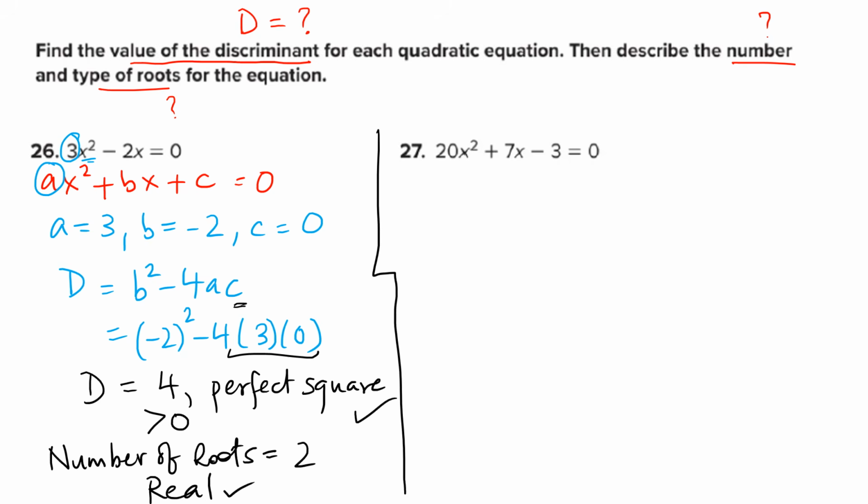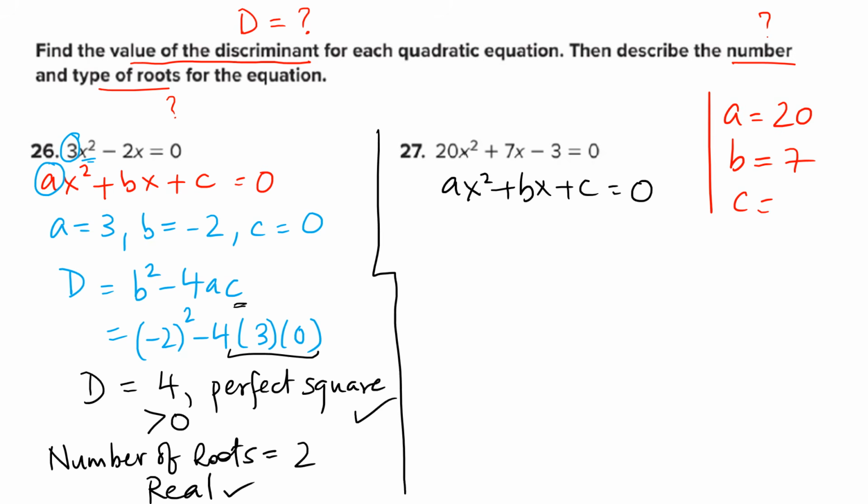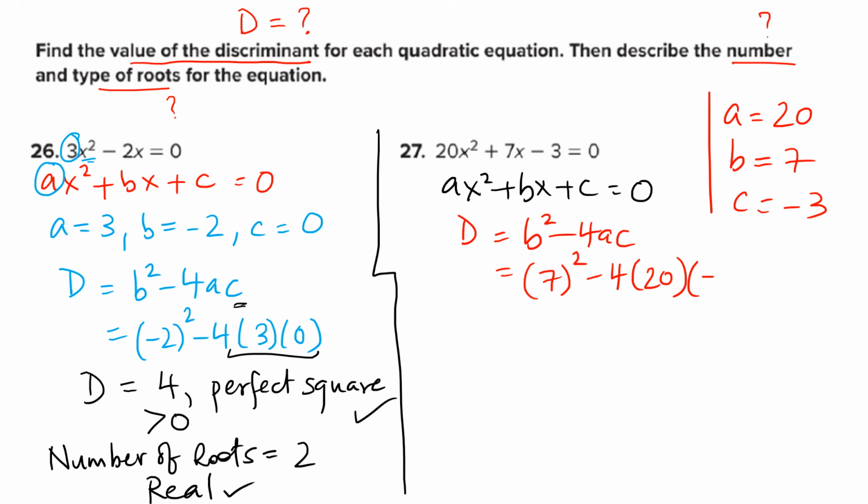Now let's solve this one. Ax square plus bx plus c equal to 0. Let's write the values of a, b, c. A is 20, B is 7, and C is minus 3. Plug in the values in the discriminant. 7 square minus 4 times A which is 20, times C which is minus 3. So this will be a big number. You can use your calculator to solve. 7 square is 49. Negative, negative becomes positive. So this is 240. So again it is 289, which is a perfect square of 17.